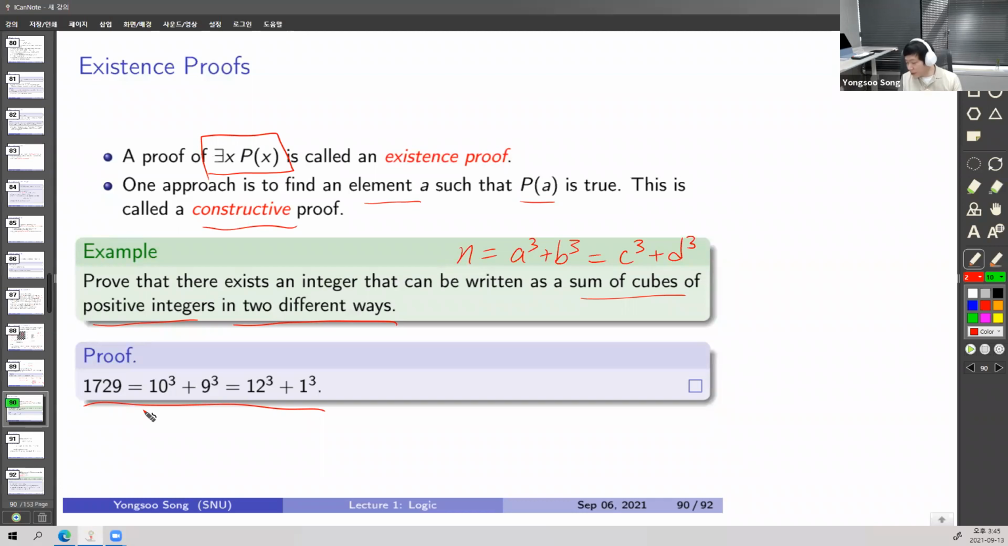And in fact, there's a related story about this theorem about the genius Indian number theorist Ramanujan. He was born in India, but he moved to the UK, and his supervisor Hardy and Ramanujan had some talk about this number, and Ramanujan actually found this property.